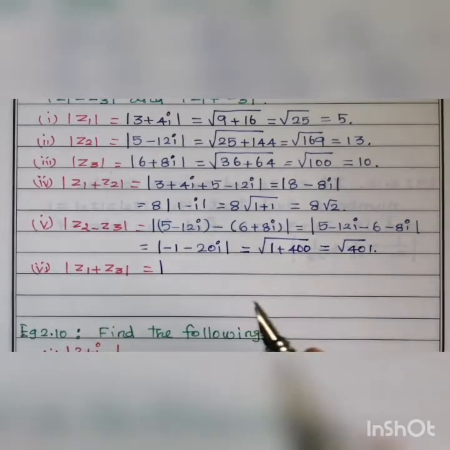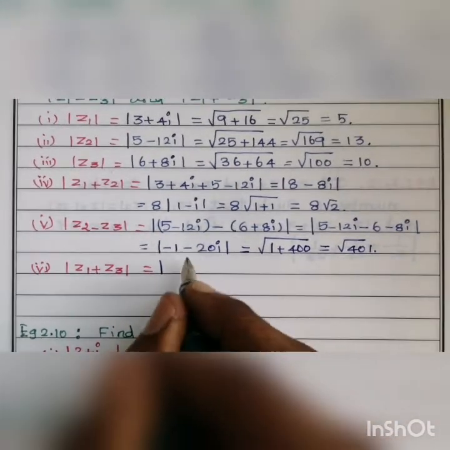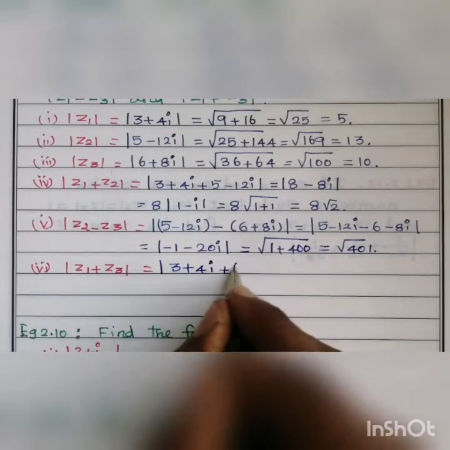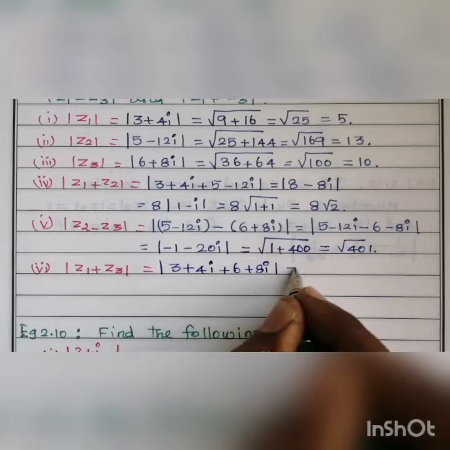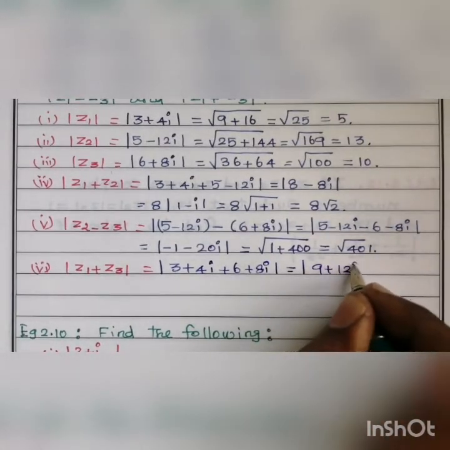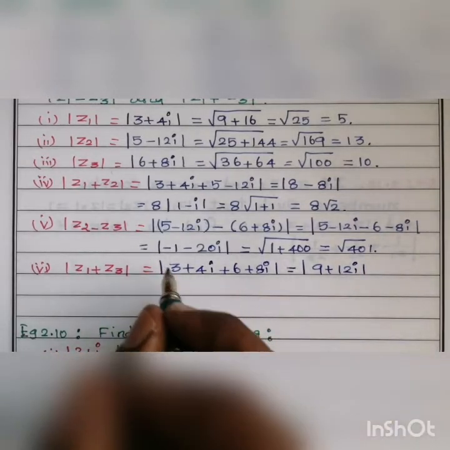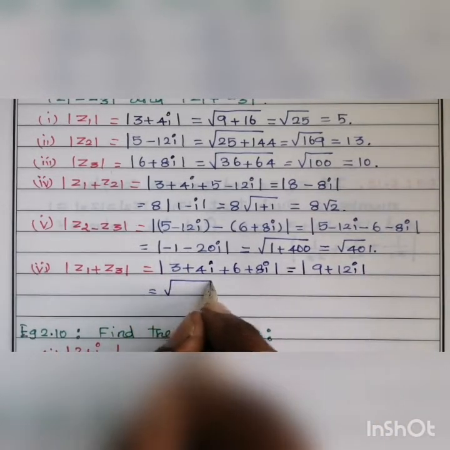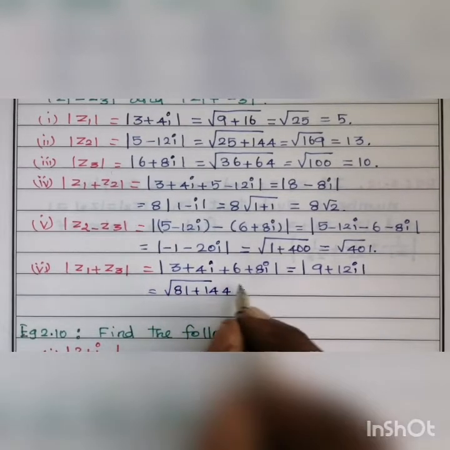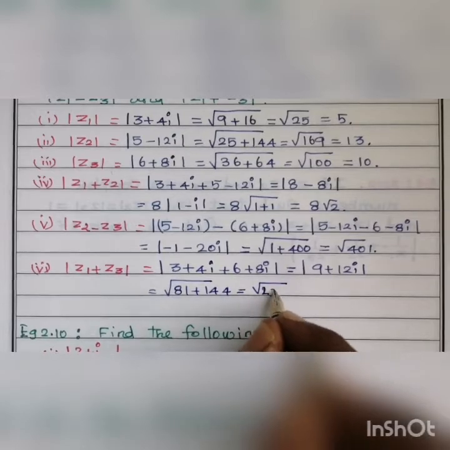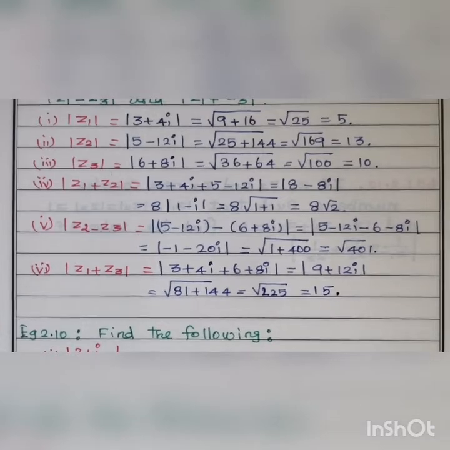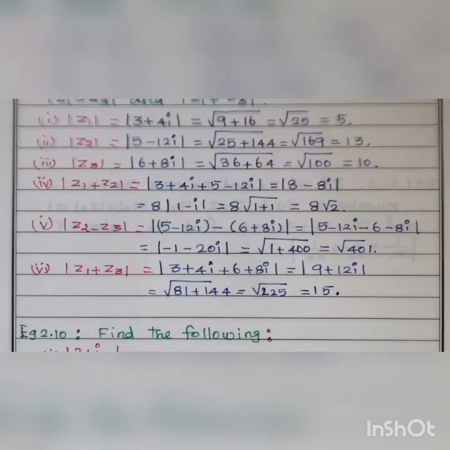After then, modulus of z1 plus z3. Here z1 is 3 plus 4i plus 6 plus 8i, that is equal to modulus of 9 plus 12i. Okay, so then square root of 9 9s are 81 plus 12 12s are 144, that is equal to square root of 225. The square root of 225 is 15. Okay, this is the example 2.9.